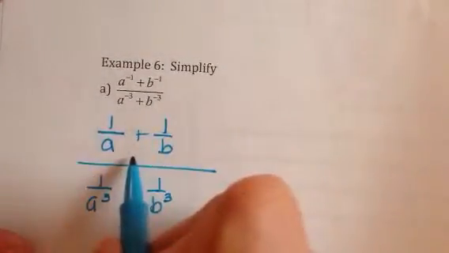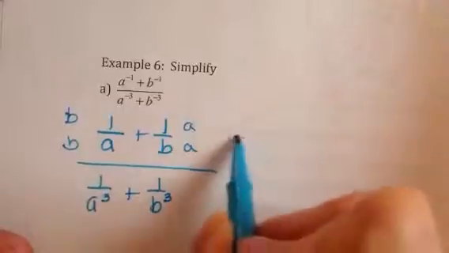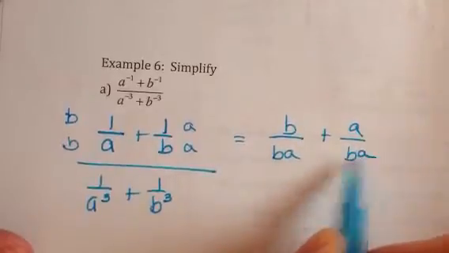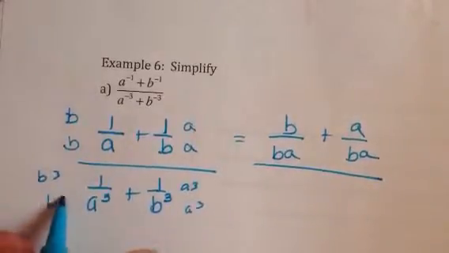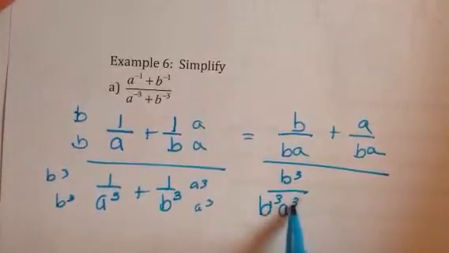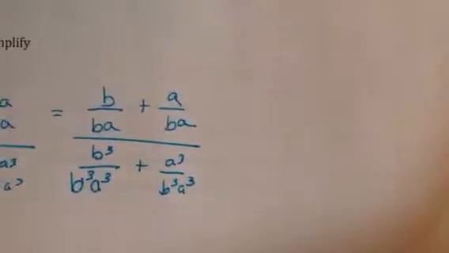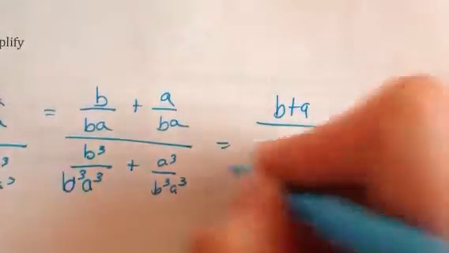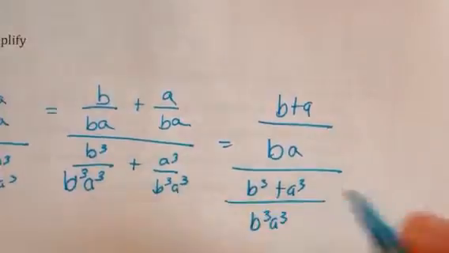So LCD would be ab, so I'm going to multiply this by b and this by a. That's what it's missing. So you're going to have b over ba plus a over ba. This is missing an a cubed, and this is missing the b cubed. So I'm going to have b cubed over b cubed a cubed plus a cubed over b cubed a cubed. Okay, make one numerator and one denominator. So b plus a over ba, b cubed plus a cubed over b cubed a cubed.